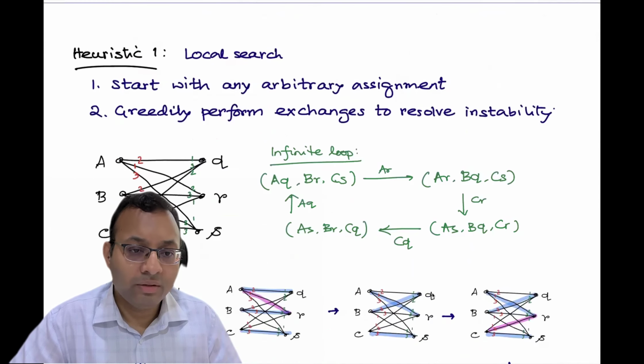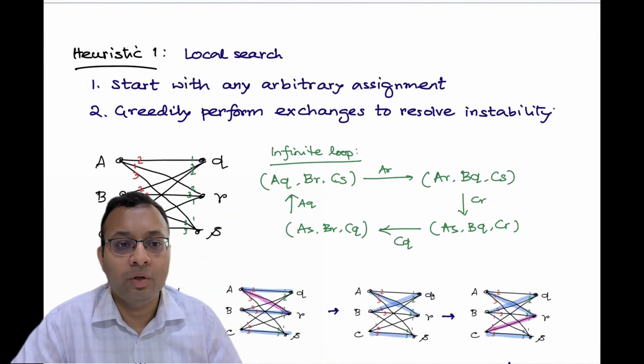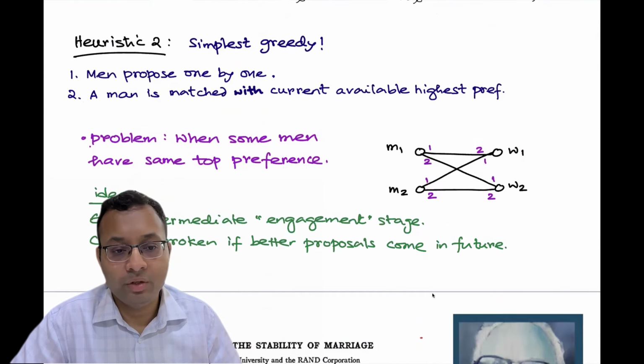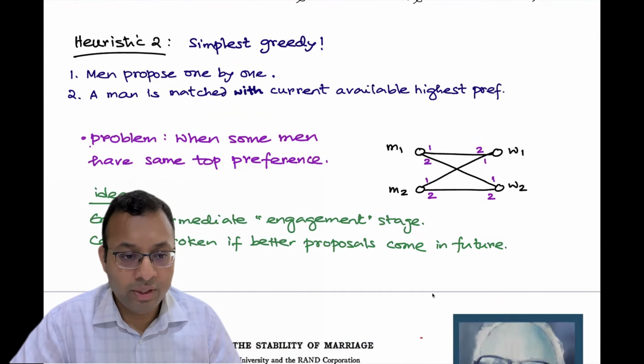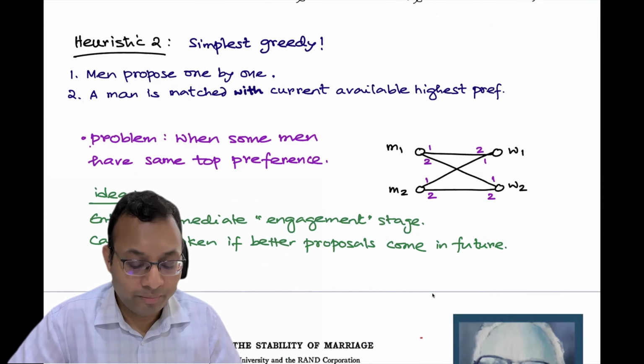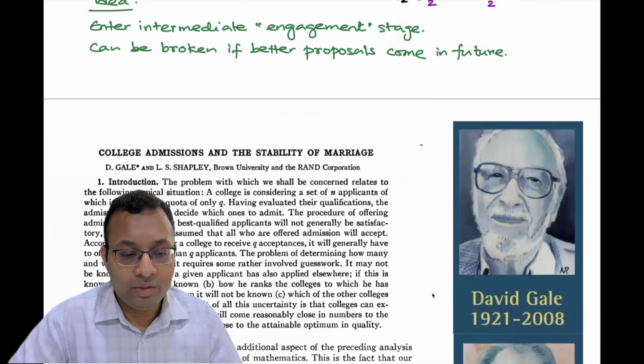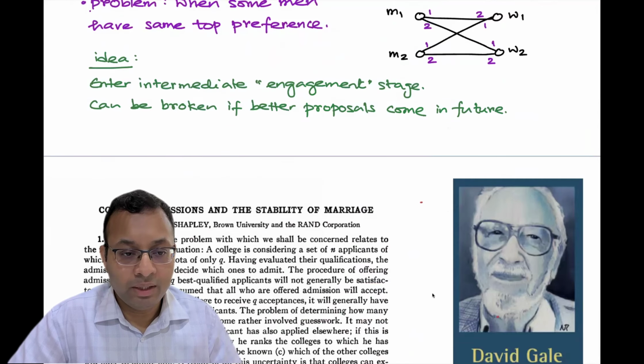And then we tried several heuristics. First one was local search, and we went into an infinite loop. And then we started with the greedy, which did not work. And then we proposed a modification, and the claim was this should work. And actually, this cute modification where each man proposes to a woman, and then they get engaged if the woman is available, and later it can even be broken. This was a Nobel-prize winning idea.